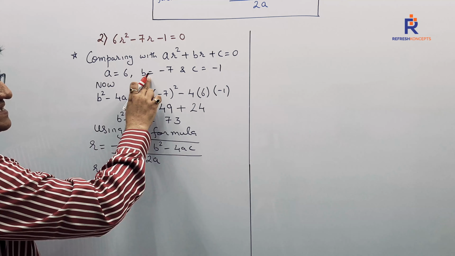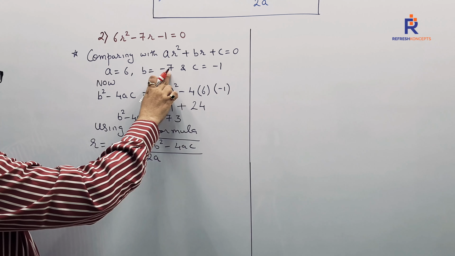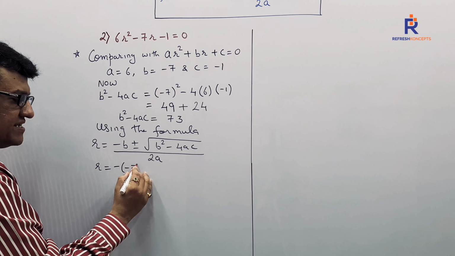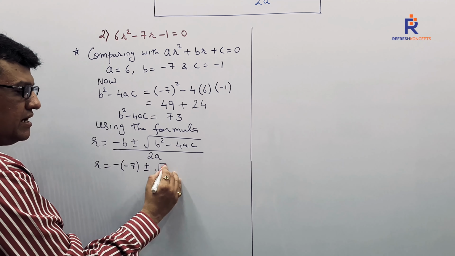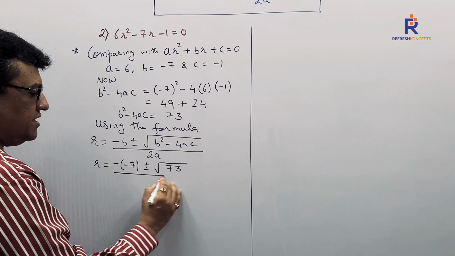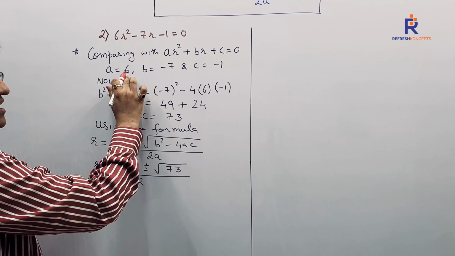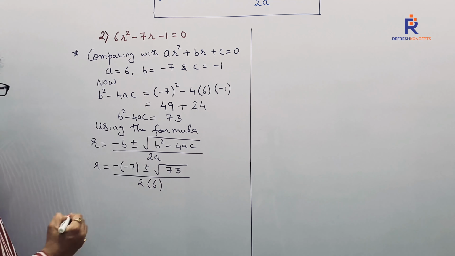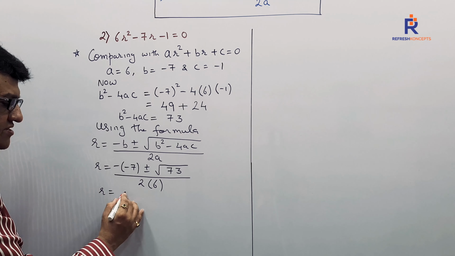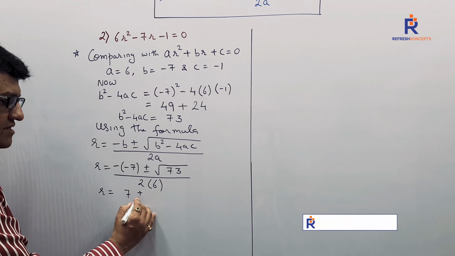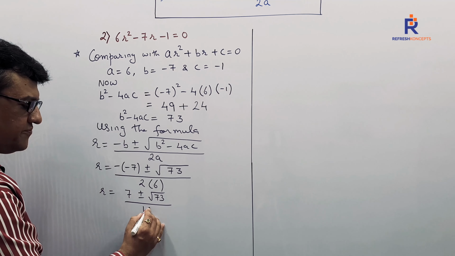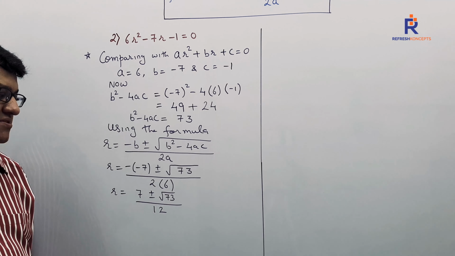Now b itself is minus 7, mind you. So minus of minus 7 plus or minus under root of b square minus 4ac, which we got as 73, by 2a. 2 into our a, which is 6, is 12. So r is equal to minus of minus 7 plus or minus under root of 73 by 12.